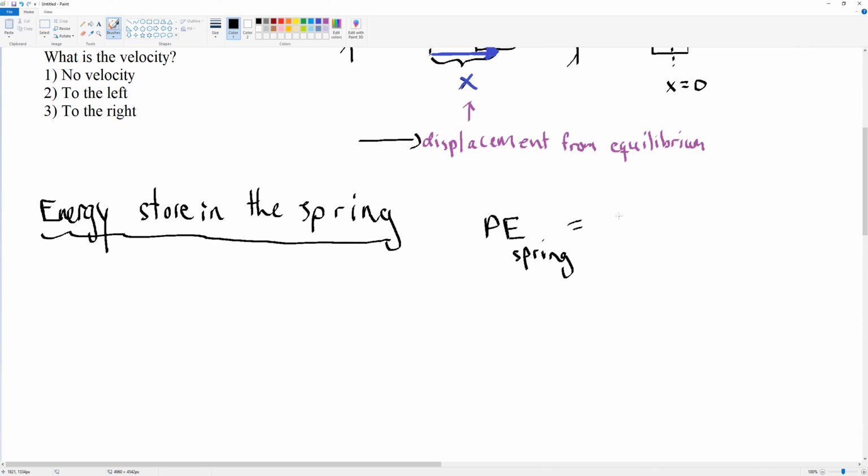I was just gonna say, I think it's potential energy. It's potential energy because it's stored. That's good. So I'm not going to leave you guys hanging. Think about that for a second.